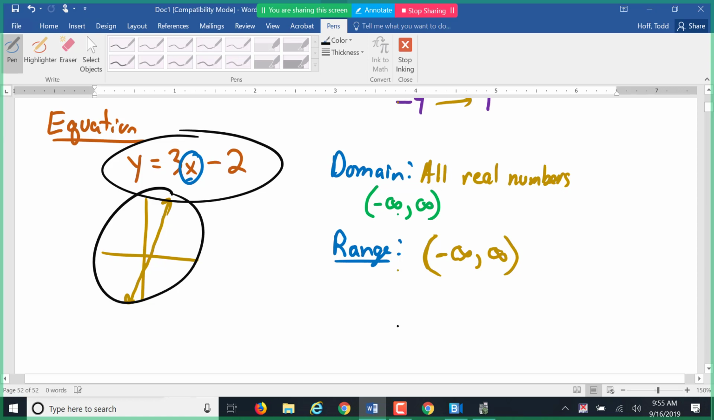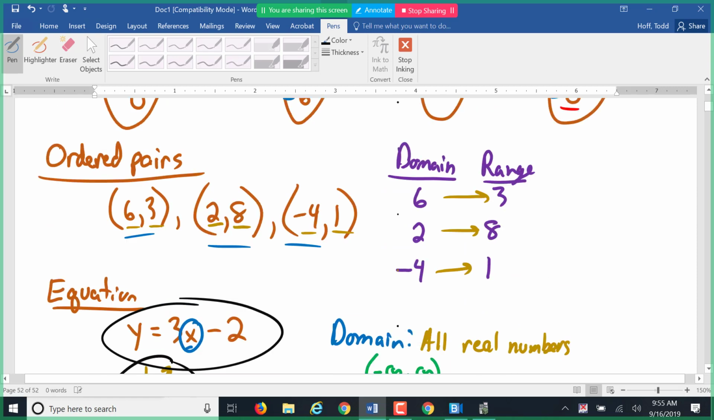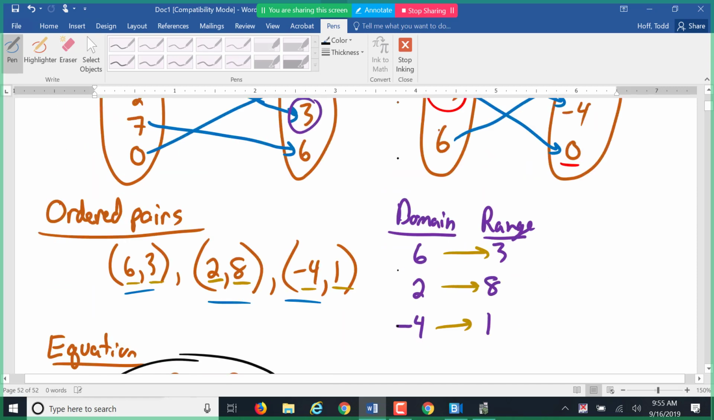The biggest thing with graphs and equations is that they both are used to express relations with infinite domains. It doesn't necessarily mean they go from negative infinity to positive infinity. It just means that every point in between is also part of it. Whereas our mappings and our ordered pairs can only express individual points. We can't express an infinite number of points with those modes of expression.